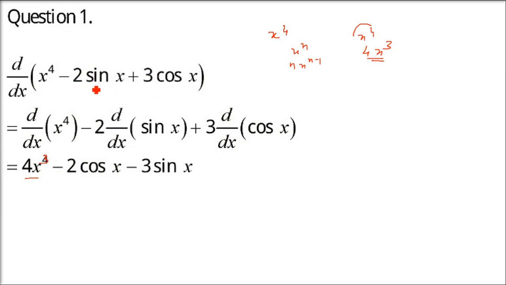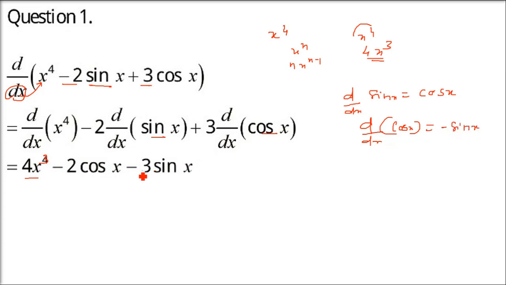Then coming to minus 2 sin x. Wherever you see minus 2, don't worry about that. It is a constant. Just do the part which has x. So sin x: what is the differentiation of sin x? It's cos x. d by dx of sin x is cos x. Just put cos x, minus 2 remains there. Plus 3 also, don't touch it. Just go to cos x. d by dx of cos x shall be minus sin x. We have already proved all this with the first principle in our discussions. So minus 3 sin x.